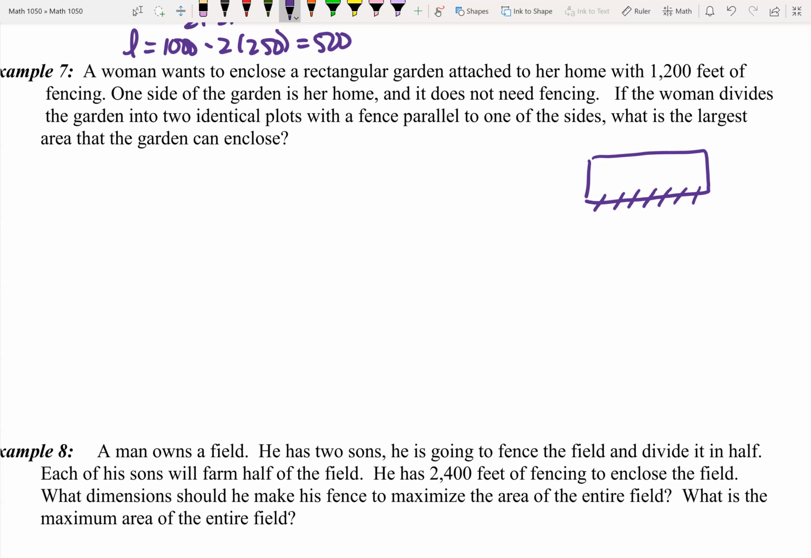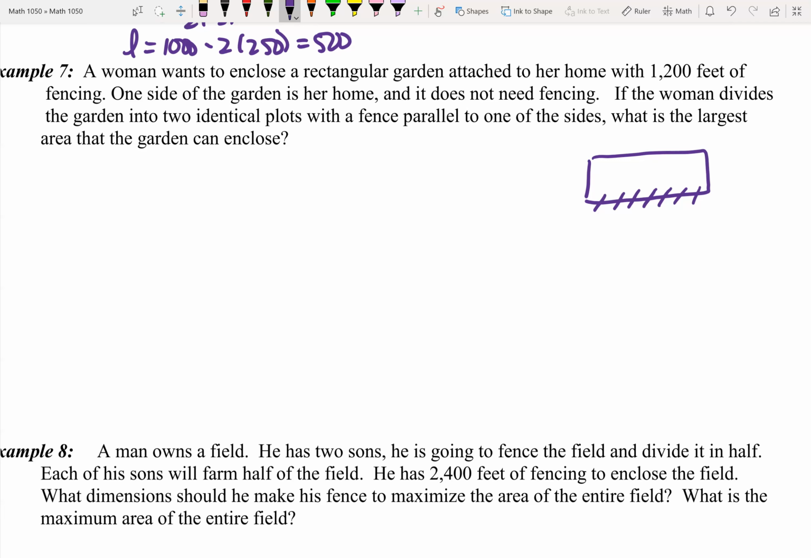Okay? Look right here for 2 seconds. That's parallel to one of the sides. So it could be like this, or it could be like this. Okay? In context of the problem, it doesn't matter. The answer is going to end up the same no matter which way you divide it. And we're going to talk about why that's the case in a second. You guys are going to tell me why it doesn't matter.